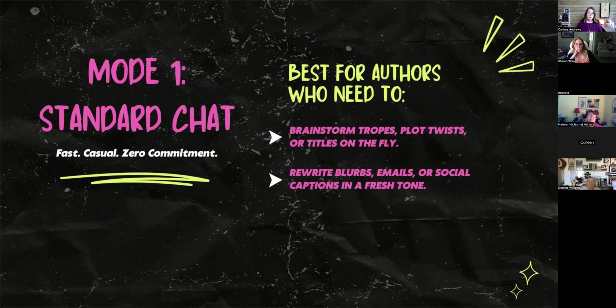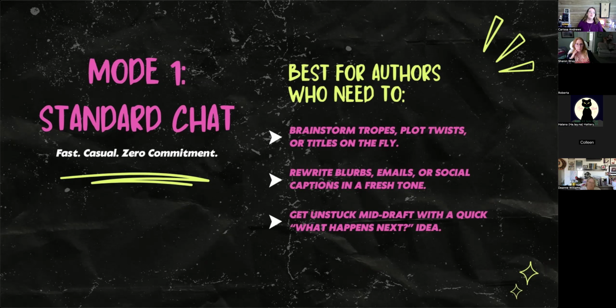And sometimes rewriting blurbs, for instance, can give more insight or more interesting tones because it's not tied to whatever you've already instructed in a custom GPT or in a project. So it can be completely fresh and give it a different spin. It'll also help you get unstuck mid-draft with a quick, what happens next, do you think? Here's what's going on with my story. Or you feed it the PDF so far, or whatever you want to do. It can help you flesh out new characters or anything really quickly, when you're just trying to get a quick one and done answer and you don't need it to carry it through.